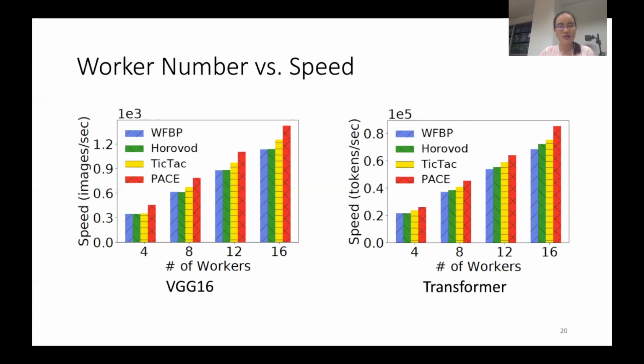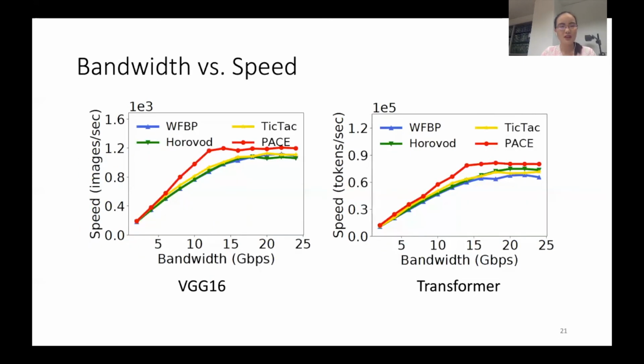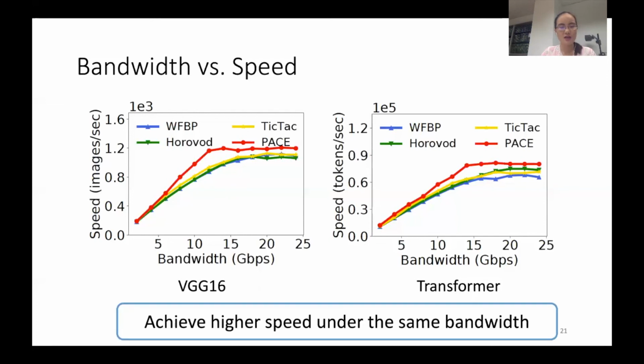We first show the training speed on the different number of workers. Here we set the bandwidth as 10G. We can find that our approach achieves up to 32% improvement in the training speed. Especially when the number of workers is larger, there is a much larger room for us to improve. Next, we show the training speed on the different bandwidth. We find that our approach achieves higher training speed on the same bandwidth compared with all other 3 baselines.